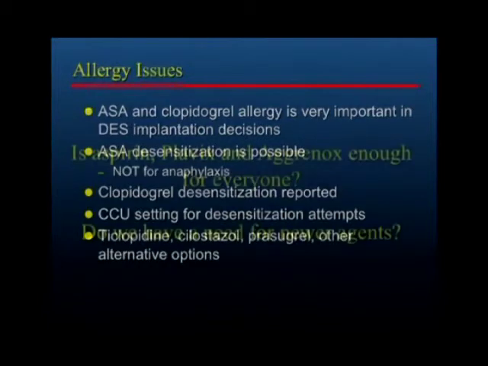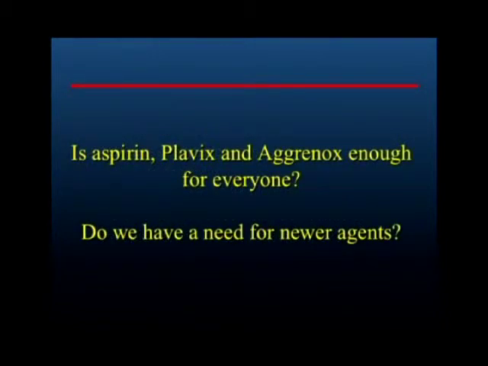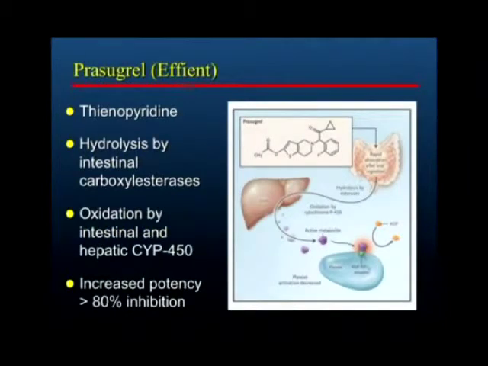So is aspirin, Plavix, and Aggrenox enough for everybody? Do we have a need for newer agents? Well, certainly there are newer agents that I alluded to. I'm not going to spend too much time on these, but just to briefly give you some information about what's coming on the horizon. There's no real data in the peripheral arterial world or carotid world yet, but potentially those trials may be coming. Prasugrel, as you can see here, is a prodrug similar to clopidogrel. It requires only a single-step process through the liver, so it's an easier conversion, and you achieve a higher level of platelet inhibition. You get roughly 80%, roughly double what you get with clopidogrel.